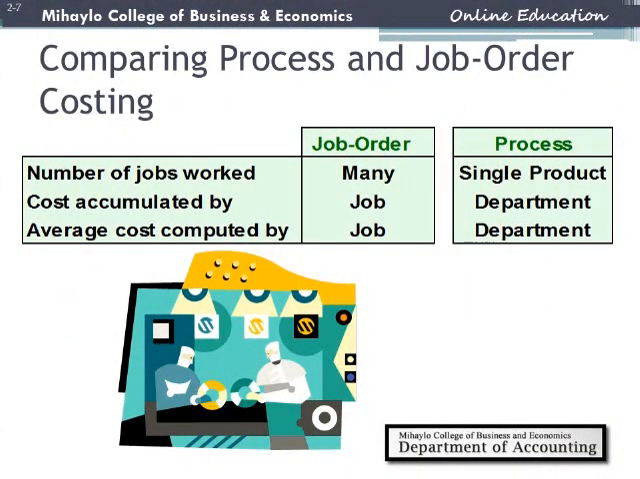This table presents an overview of the differences between a job order and process costing system. With job order costing, many jobs are worked on during the period. With process costing, a single product is produced for a long period of time. With job order costing, costs are accumulated by individual jobs. With process costing, costs are accumulated by departments. With job order costing, average unit costs are computed by job. With process costing, average unit costs are computed for a particular operation or by department.